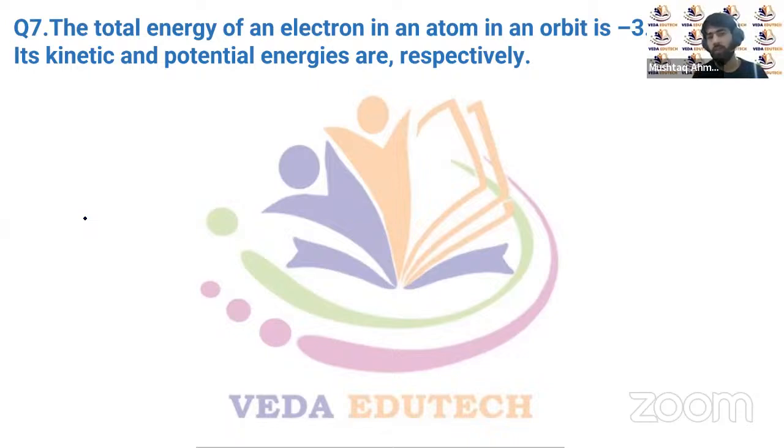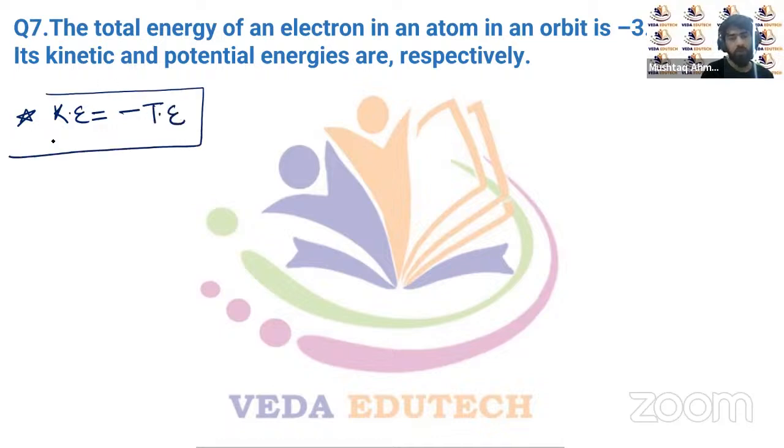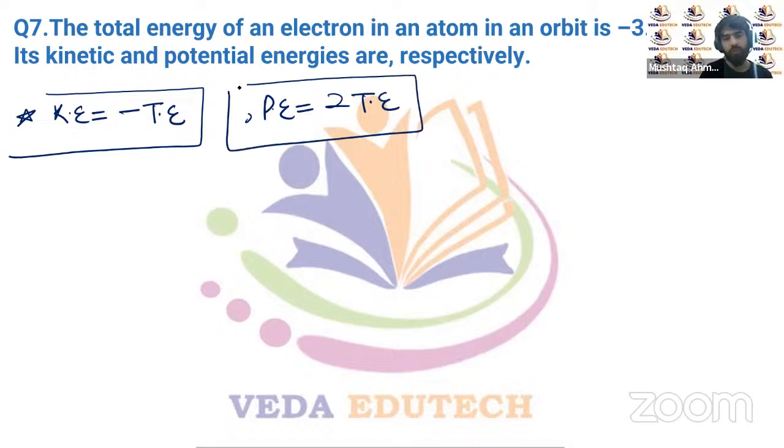The total energy of an electron in an atom in an orbit is minus 3.4 electron volt. Its kinetic and potential energies are, respectively? So we have to find the kinetic as well as the potential energy for this electron. For this electron, the total energy is given as minus 3.4 electron volt. Remember one important relation between the kinetic energy and the total energy: the kinetic energy is always equal to the negative of the total energy, and the potential energy is always equal to 2 times the total energy.